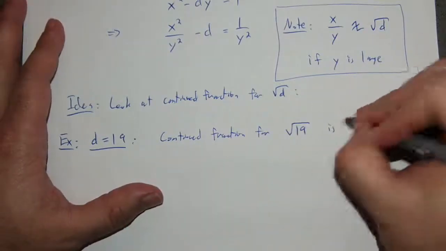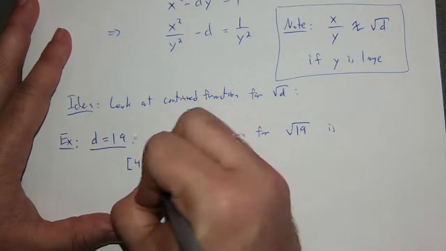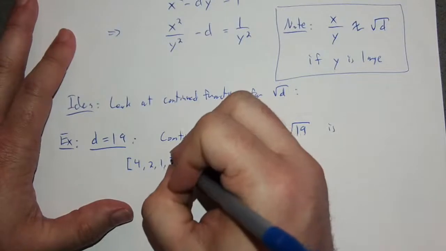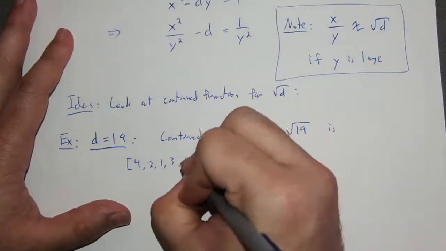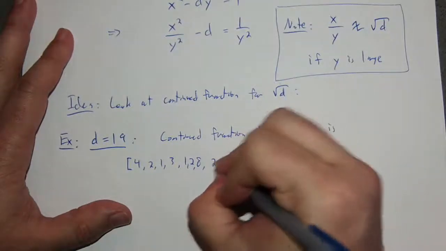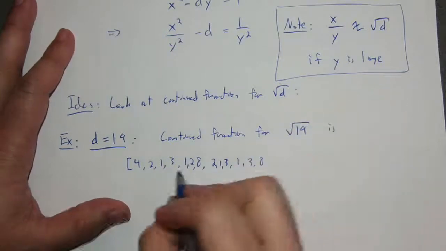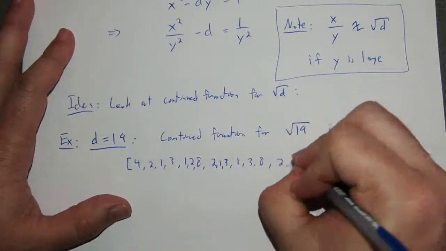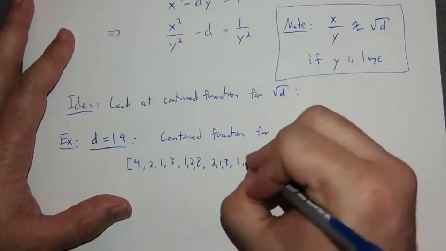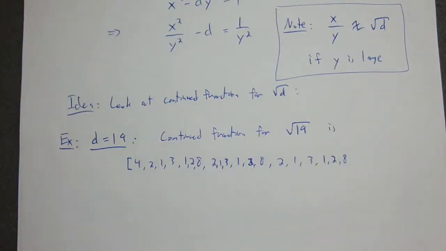This continued fraction is 4, 2, 1, 3, 1, 2, 8. So those are all commas in between here. Sorry, that's not a 1, 3, 8, that's a 1, 2, 8. So 2, 1, 3, 1, 2, 8.